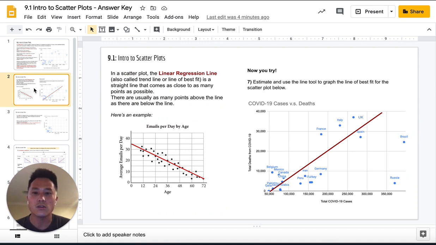For slide 2, the linear regression line, the line of best fit, that's the line that comes as close to as many points in your scatter plot as possible. So for our graph on the right here, that line's going to be somewhere like this. It can be a little bit of an estimate, but you should have a positive slope, and it should be right around here. A good rule is that you want as many points below the line as there are points above the line.